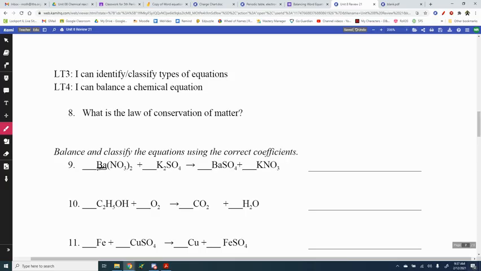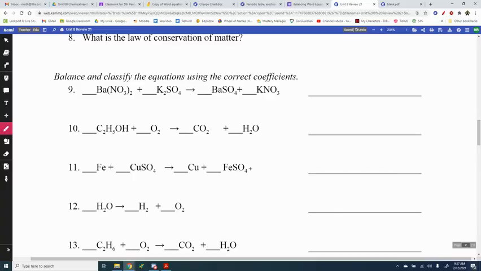So that is the whole purpose of balancing equations, is so that we're not creating or destroying matter. Okay. So now we're just going to balance all of these equations. So the first one is a pretty easy one. Most things are already balanced.